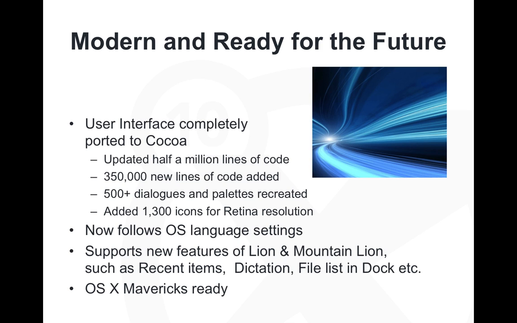That has a number of advantages, and I think some of the most important really is our ability to leverage functionality that's part of the operating system. So for example, we now follow the OS language setting. So whatever you have your system set up in, we will follow that for the user interface languages for QuarkXPress. We can support new features of Lion and Mountain Lion, such as recent items, dictation, file lists in Dock. And it also means we'll be ready with new OS version support. So for example, Mavericks will be supported very soon after it's released.